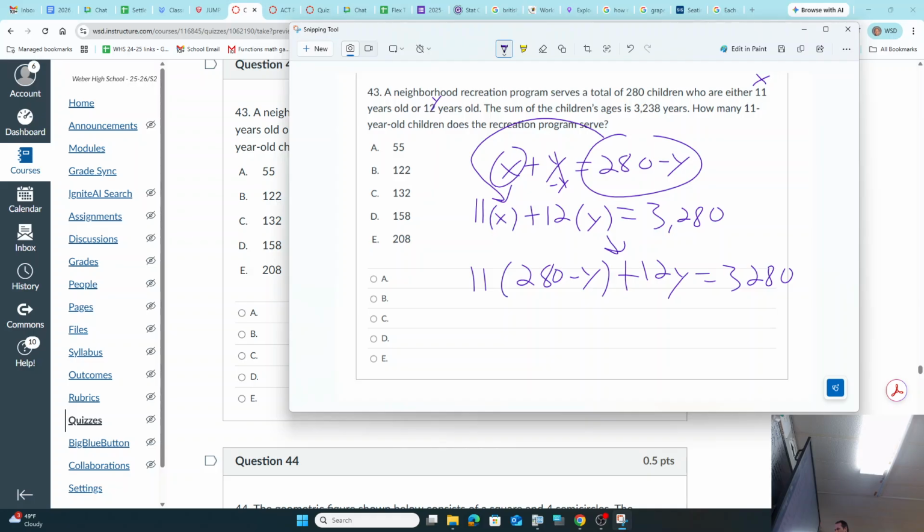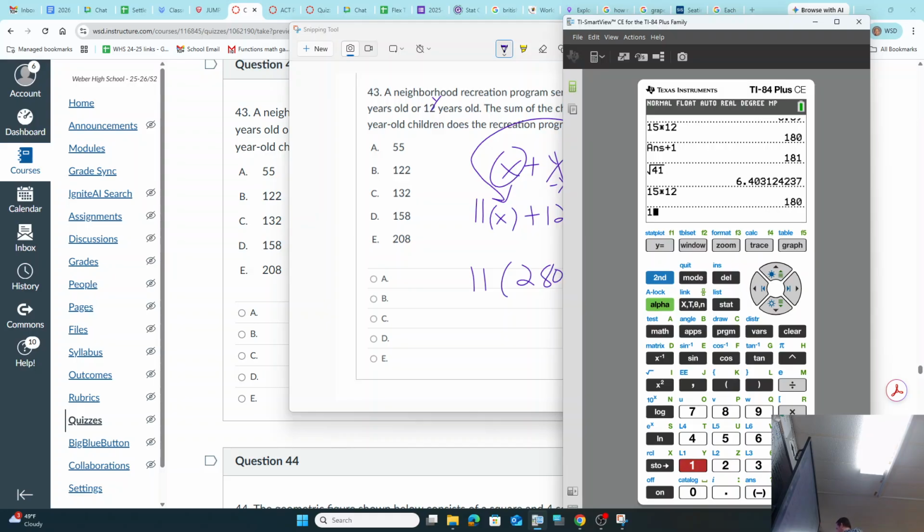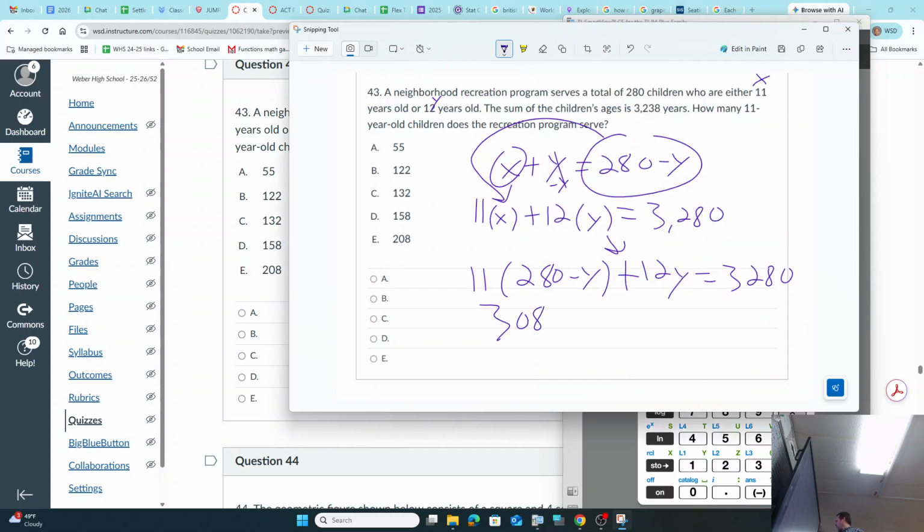So what we're doing now is trying to solve for y, which will be the number of 12-year-old children. Then we will need the 11-year-old children by plugging back in. So we do 11 times 280. 11 times 280 is 3,080. So we have 3,080 plus 12y.